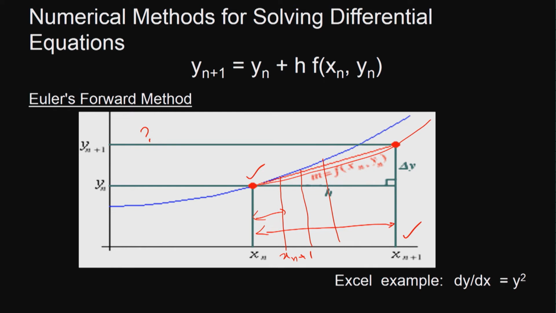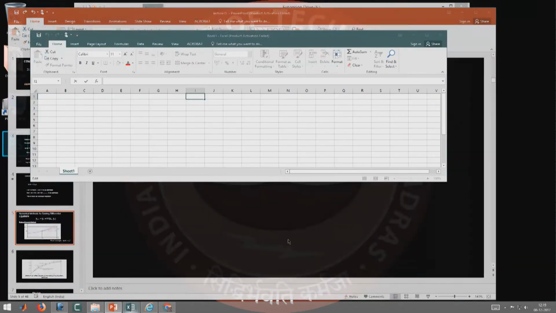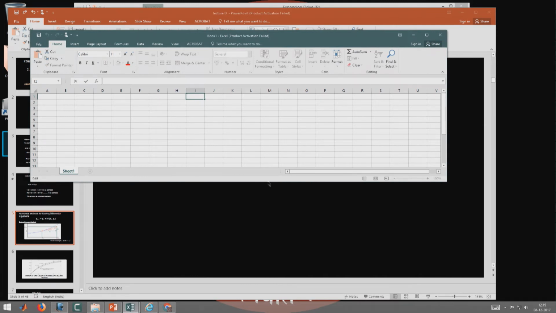So this can be done. If you want to solve, for example, an equation like this, dy by dx is equal to say y square, imagine this is x and this is y. We may put x as say 2, and the step length can be 0.01.